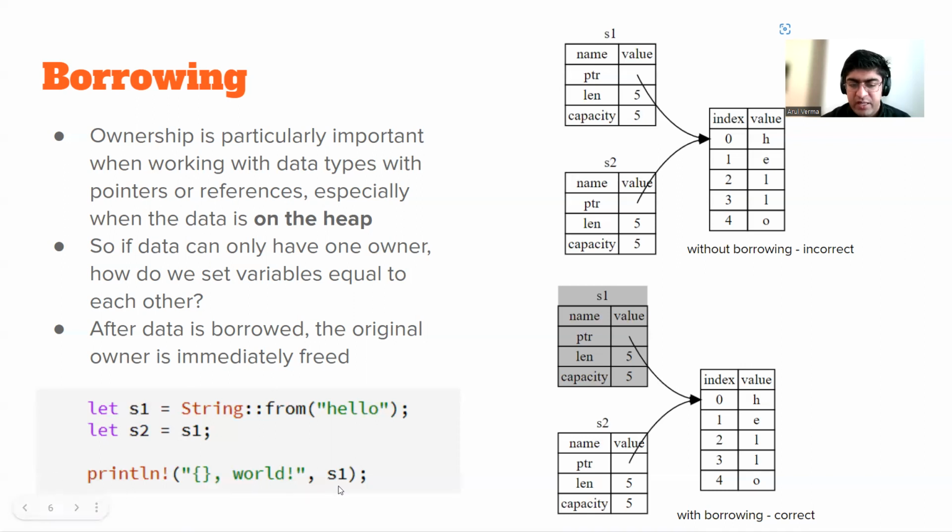So if I were to do this println of world S1, this would crash. Rust would not let this code compile because S1, as far as the compiler is concerned, does not exist anymore. So we're only worried about S2. The only thing the compiler considers is S2. So S2 is the only one pointing to hello. And this is the correct way of how Rust deals with borrowing.